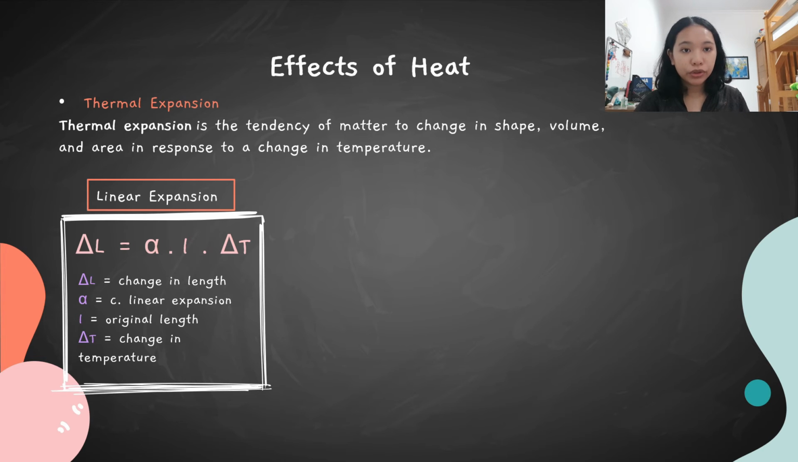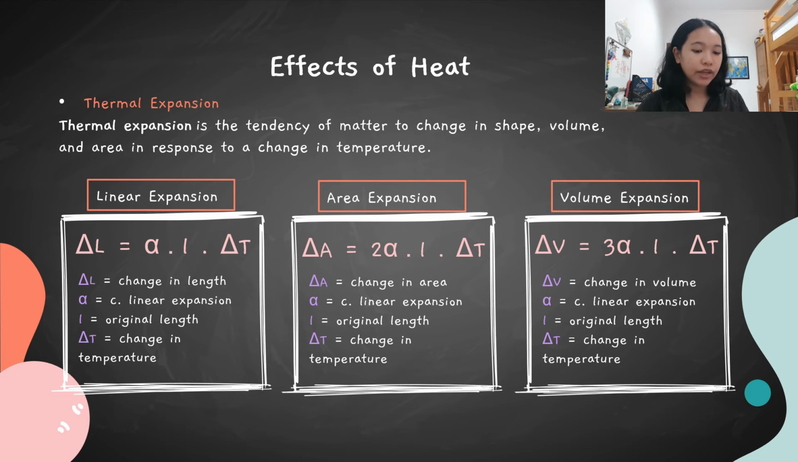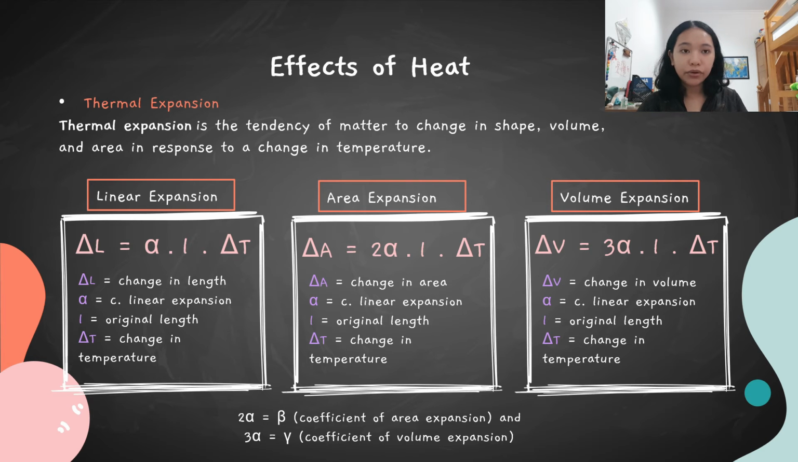This is the formula we're going to be using. The change in length equals to alpha, or coefficient of linear expansion, times original length times change in temperature. For the area expansion, change in area equals to 2 alpha times length times delta T. And finally, for the volume expansion, we have delta V, or change in volume, equals to 3 alpha times L times delta T. Note that 2 alpha can be called beta, or coefficient of area expansion, and 3 alpha can be called gamma, or coefficient of volume expansion.